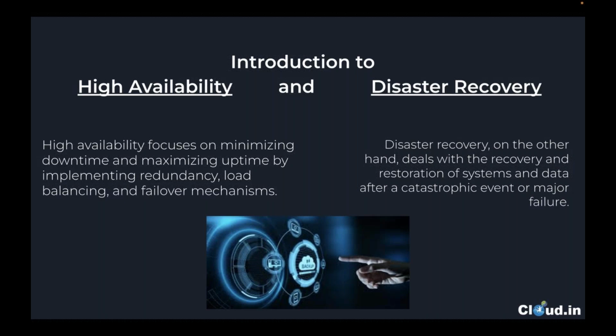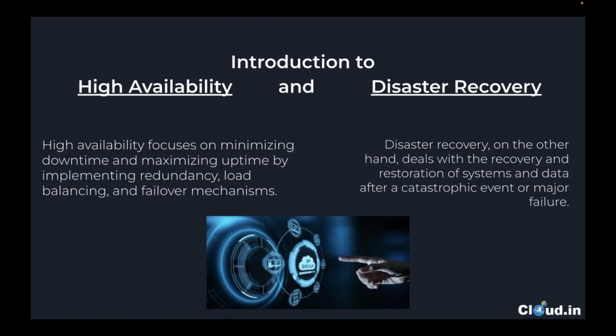So HA is typically achieved by deploying redundant resources across multiple servers or data centers and employing automatic failover mechanisms to ensure seamless continuity in the event of a failure. Next, we have disaster recovery. Disaster recovery, on the other hand, deals with the recovery and restoration of systems and data after a catastrophic event or a major failure.